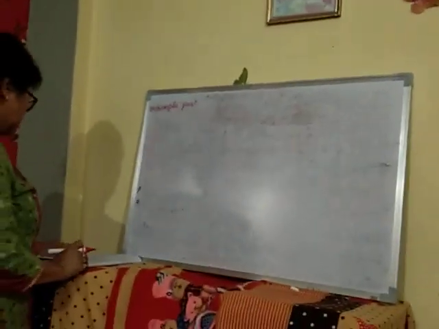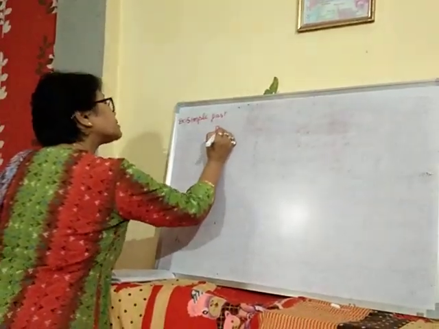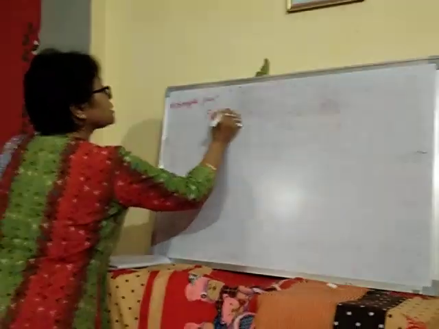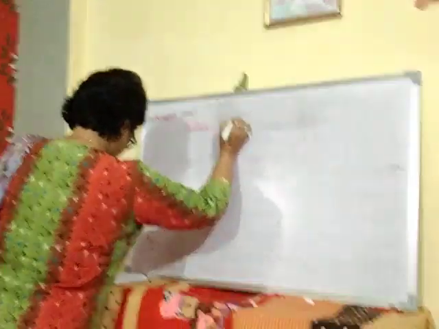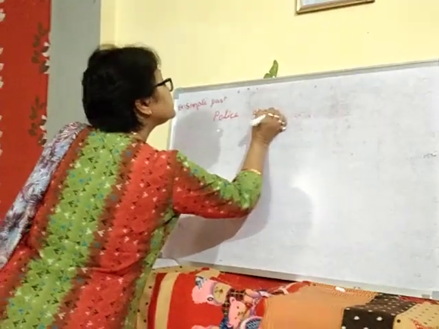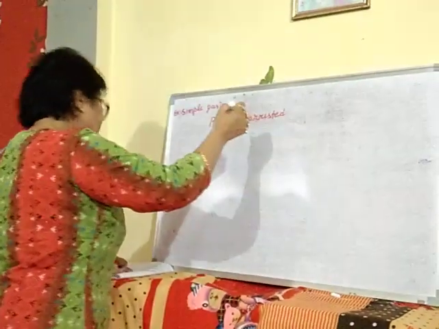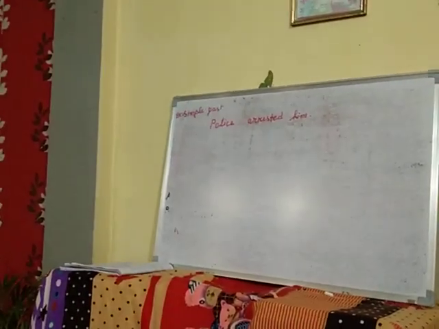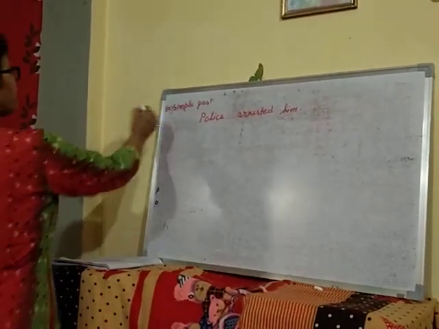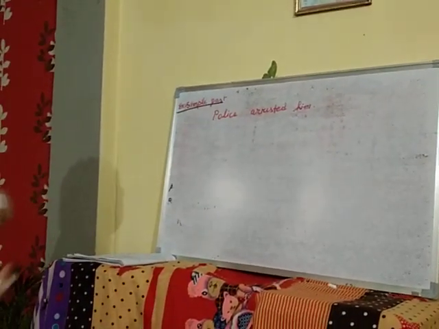So for simple past, you just see here I am writing: the police arrested him. Now, one thing I want to tell you here. Here I have written that it is a simple past, so you come to know that it is a simple past.